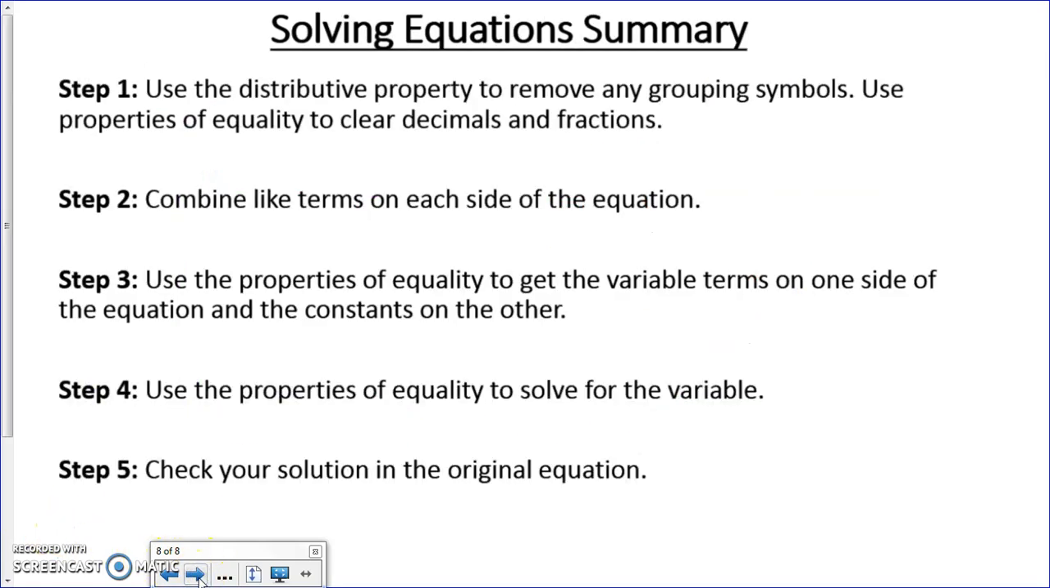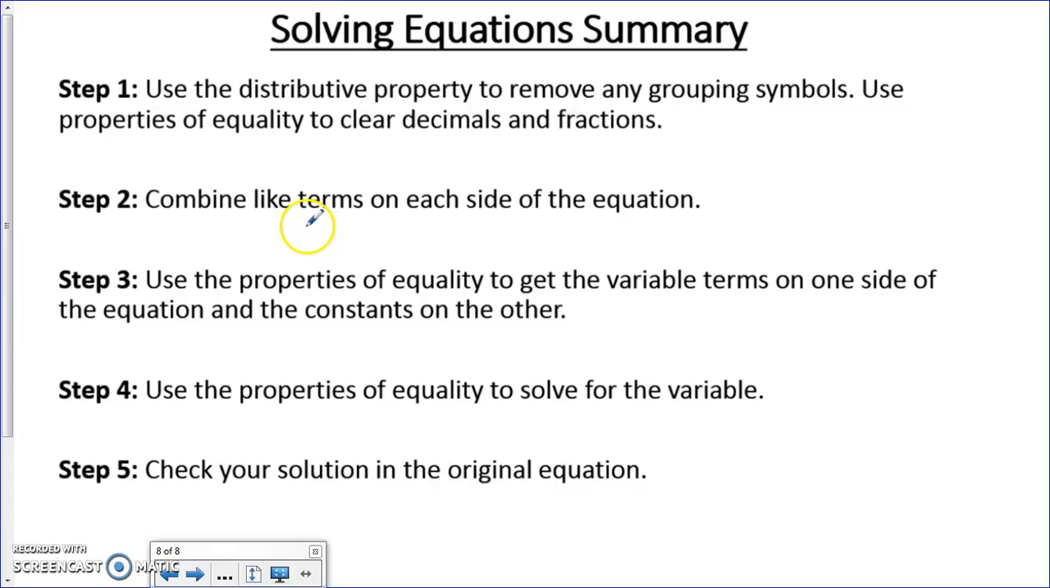And this last slide, this is a great summary. It comes from your textbook about how to solve equations, whether they're one-step, two-step, multi-step, variables on both sides. All right, 5 easy steps. You do not necessarily always have to do step 5, checking your solution, but it's there for you. Okay, so step 1, use the distributive property to remove any grouping symbols, such as parentheses. Use properties of equality to clear decimals and fractions, just like we did in previous lessons.